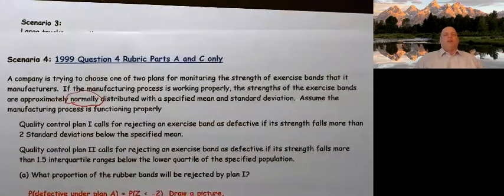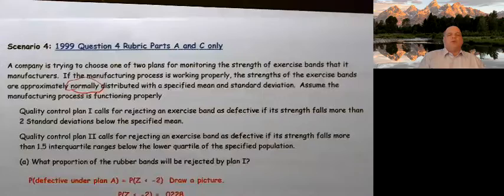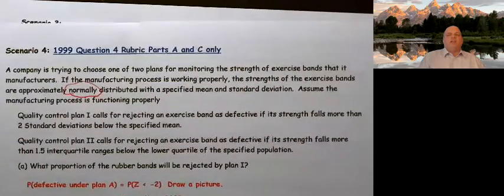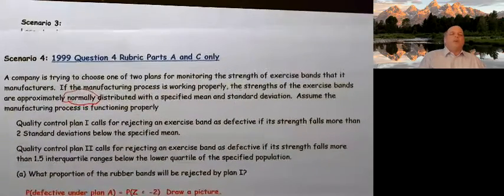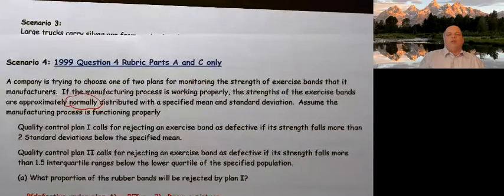Okay, quality control plan 1 calls for rejecting an exercise band as defective if its strength falls more than 2 standard deviations below the mean. All right. Quality control plan 2 calls for rejecting an exercise band as defective if the strength falls more than 1.5 interquartile ranges below the lower quartile of the specified plan. All right. So basically, that's the method, the Q1 method.